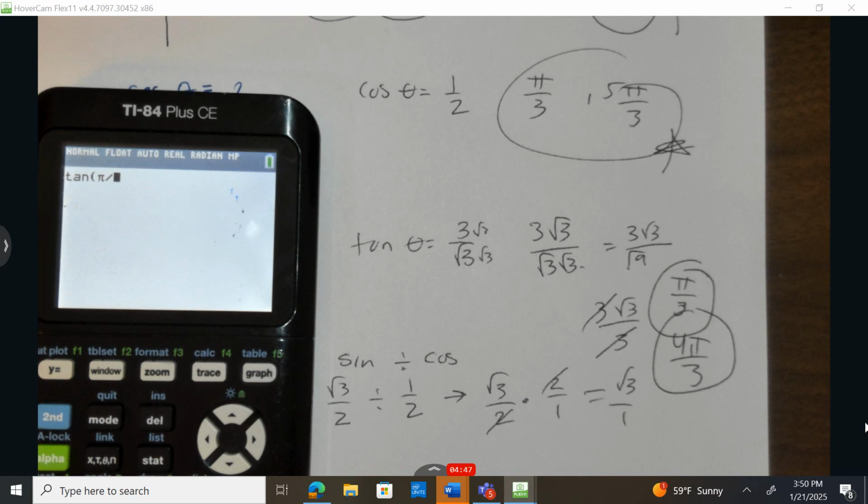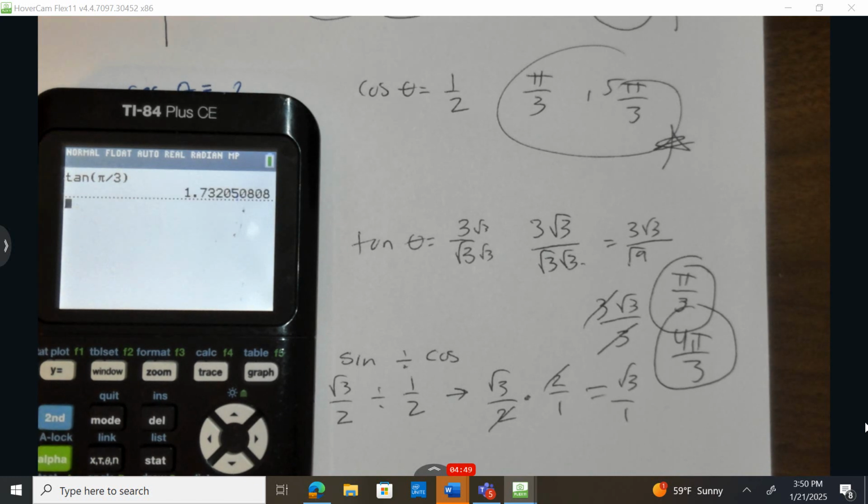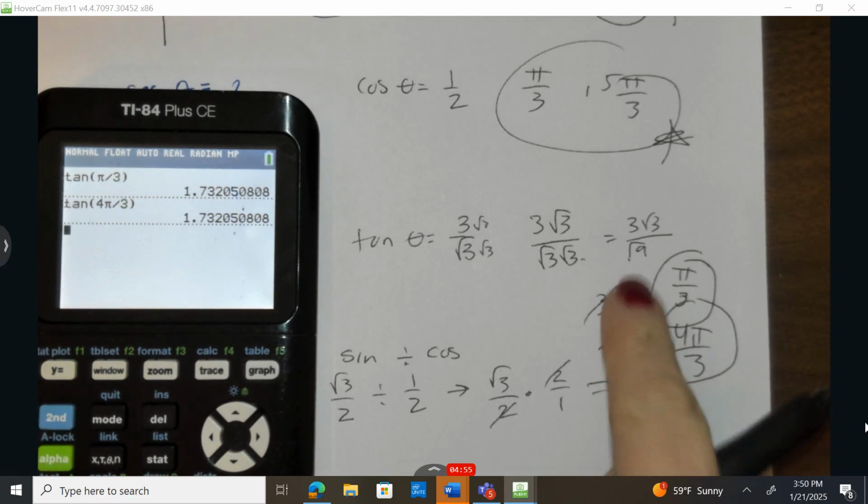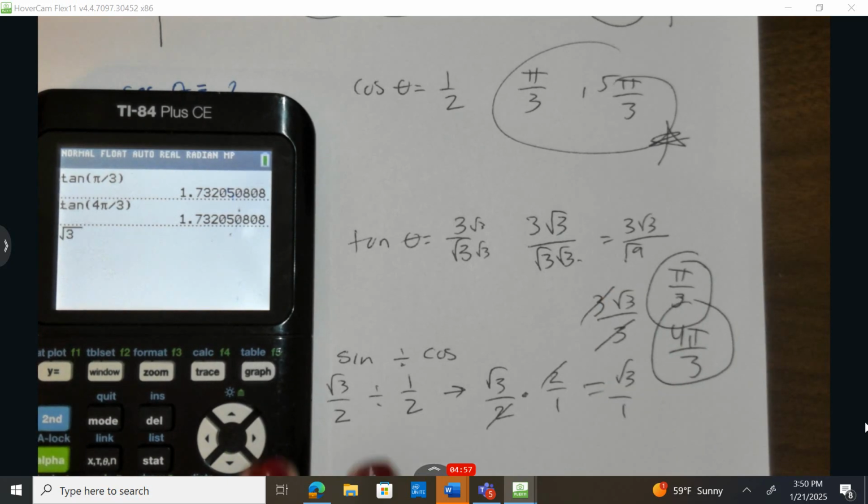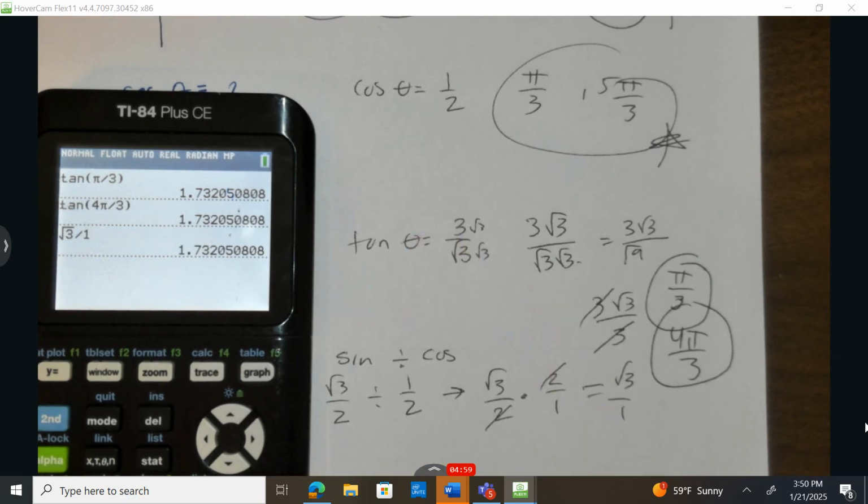Tangent of pi divided by 3. I know that I'm already in radian measurements. And then I have tangent of 4 pi divided by 3. And we can check here by simply taking the square root of 3 and dividing by 1, we can see they're all equivalent. I feel good about these two angles.